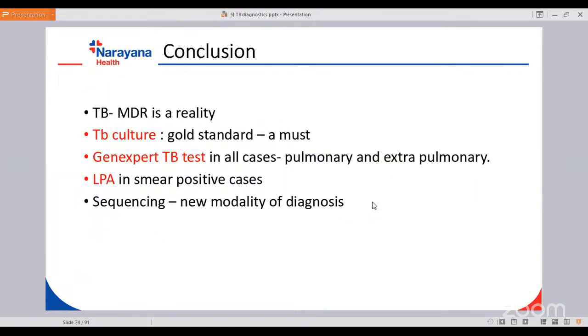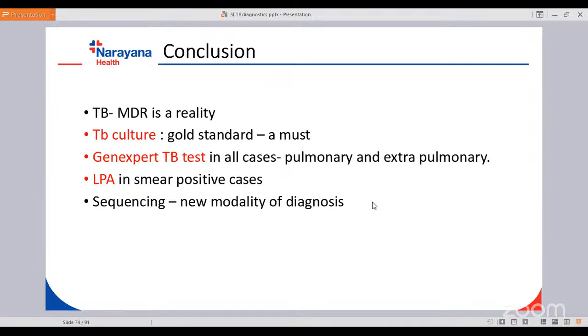So to conclude diagnostics in tuberculosis, MDR and XDR TB is a reality. We're living in a city like Mumbai where we're getting exposed constantly to this bacilli. TB culture still continues to be the gold standard despite all your PCRs and sequencing and is a must and is not done away with. GeneXpert TB test is done in all cases, pulmonary and extrapulmonary, and now GeneXpert Ultra is giving you the limit of detection lower.